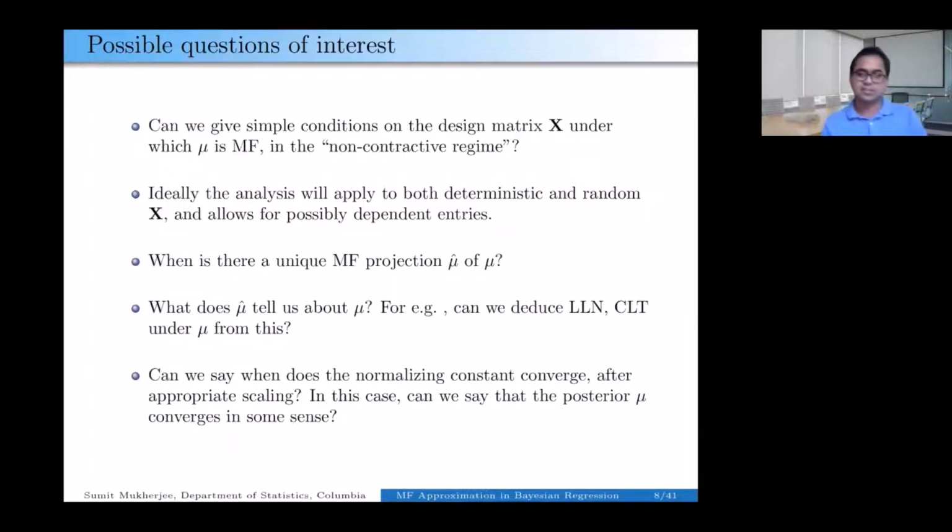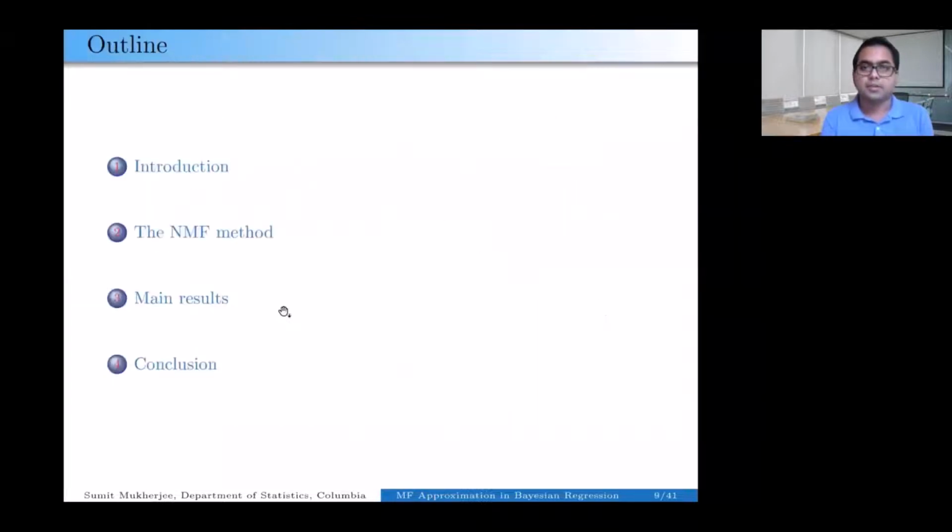So this is a rough overview of the problem that we want to study. We want to study this high dimensional linear regression problem in the non-contractive regime, meaning that the operator norm of X is order 1, which is supposed to force us into the contiguous regime where you don't expect posterior contraction. But the question is, what can we say about this model? So that ends the first part of the talk. I'm happy to take any questions if there are any.